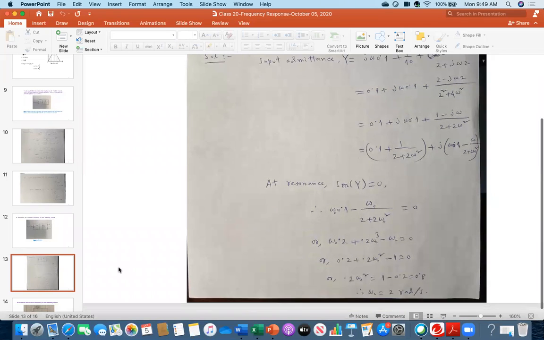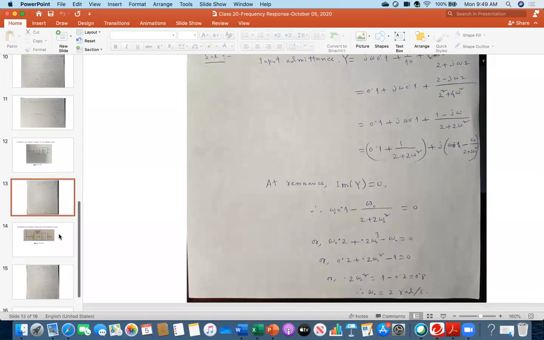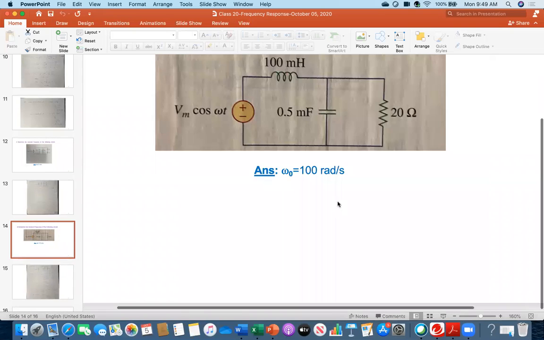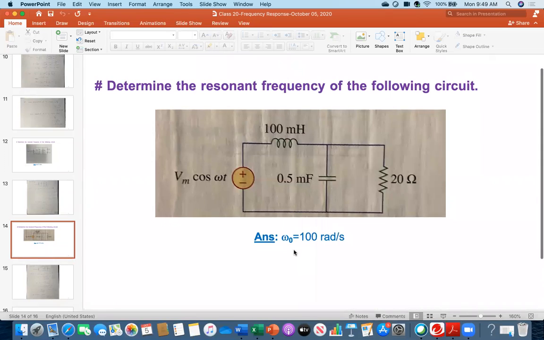Therefore, everybody, please try. At first, I will not show you the solution. I am writing down the answer, 100. Everybody, please find out the resonant frequency for this circuit, and the answer should be 100. You start working. Everybody, please try. And once you get this result, let me know.